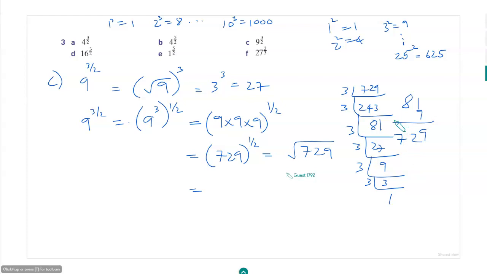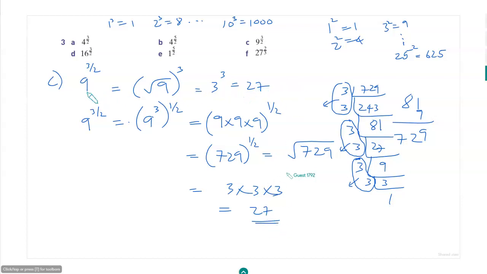9. 3 again. 3 times 1. Okay. So how do you find the square root of 729? 3 times 3 times 3. Yeah, so you just look for factors that repeat in sets of 2, right? Yes. And from each set of 2, you take 1 out of those. So, you have a 3 here, a 3 here, and a 3 here, right? Yes. So, that's 3 times 3 times 3 or 27, right? So, you get the same answer.